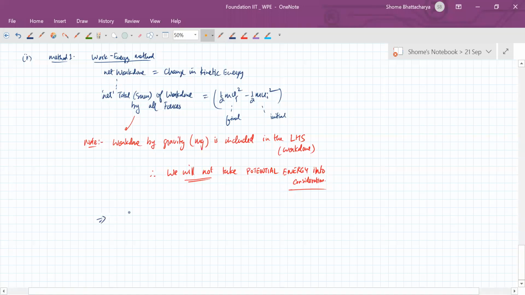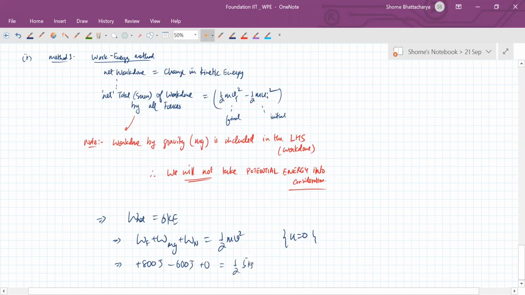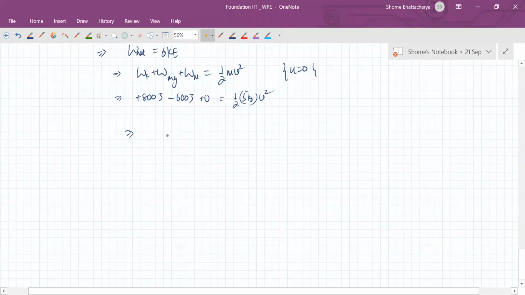So here, when we say net work done is change in kinetic energy, in this particular case we'll say work done by F plus work done by mg plus work done by normal reaction should be equal to half mv square, because u was 0. Okay, and only three forces are acting on the body. So this is plus 800 joules, this is minus 600 joules, this is 0. This is equal to half of 5 kg into v square. So this will give us that 5 by 2 v square is equal to 200.